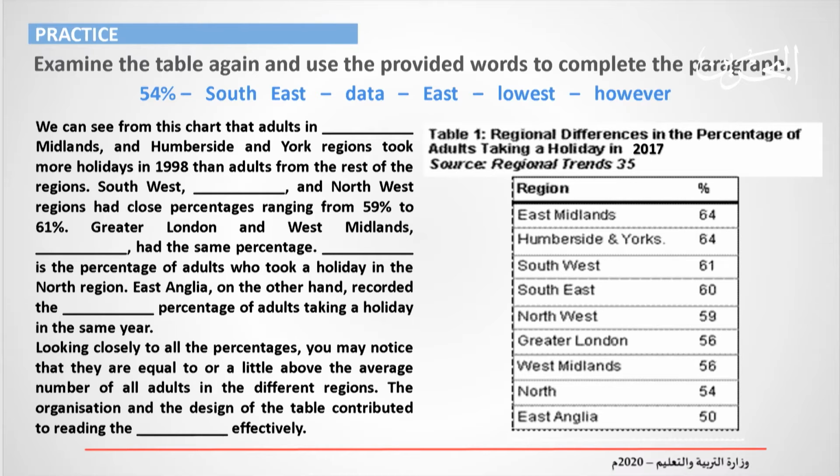Looking closely to all the percentages, you may notice that they are equal to or a little above the average number of all adults in the different regions. The organization and the design of the table contributed to reading the effectively. So, you have 5 minutes to do this activity.